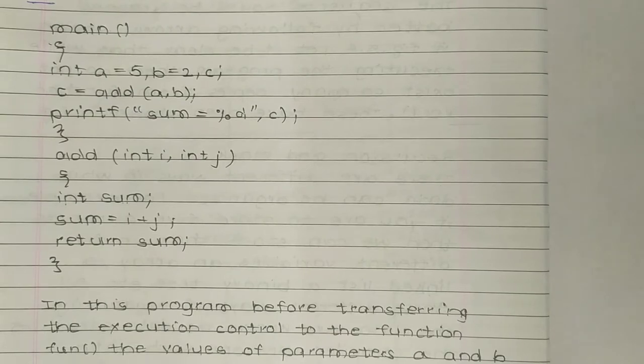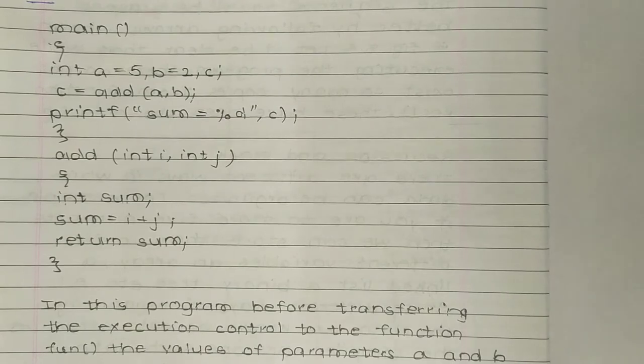And c is an integer. So c is equal to add(a, b). Add is a function which we will explain later. printf("sum is equal to %d", c). So we are printing on screen that sum is equal to c.